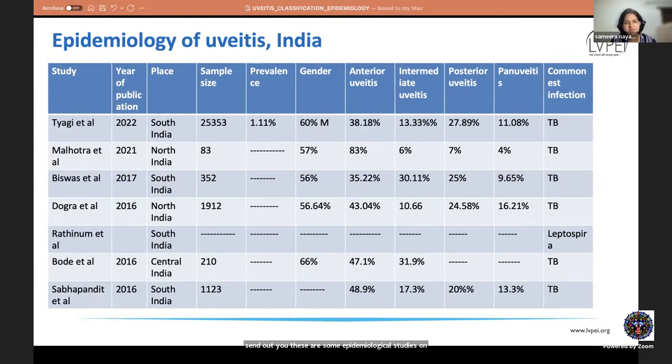So in India, the commonest uveitis is anterior uveitis, followed by posterior uveitis and intermediate uveitis. The commonest infectious uveitis is of tubercular origin, except in one study. And there is male predominance in uveitis clinics.